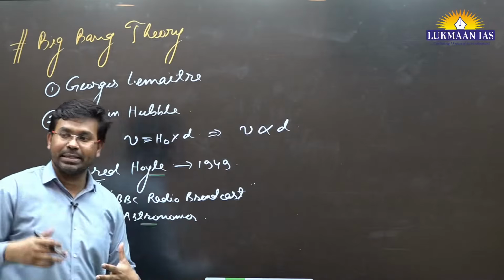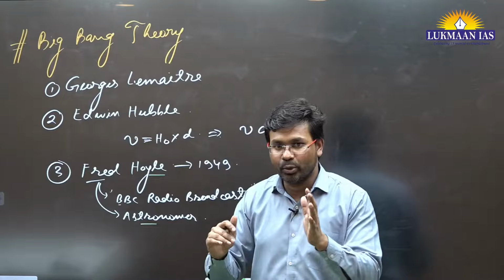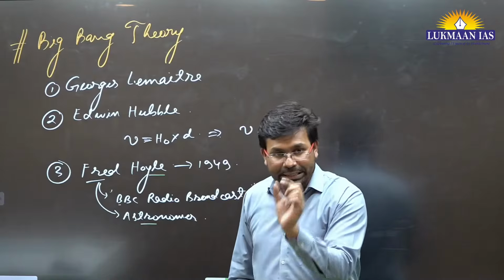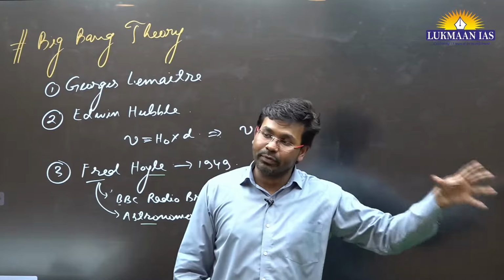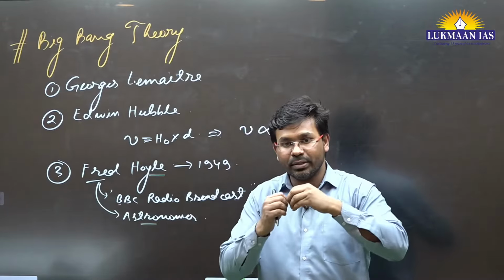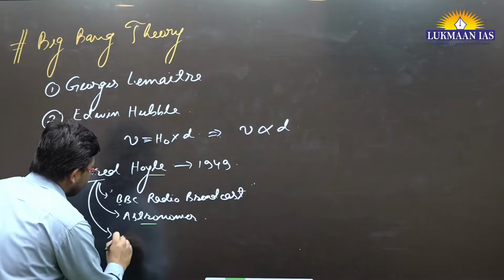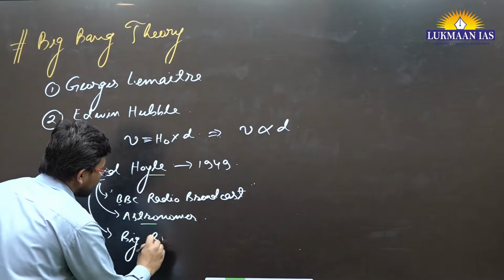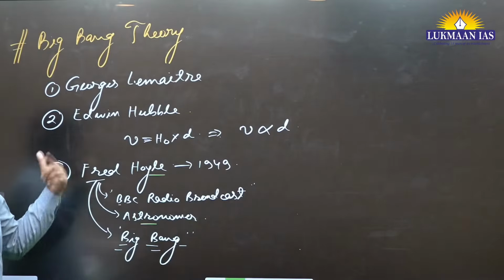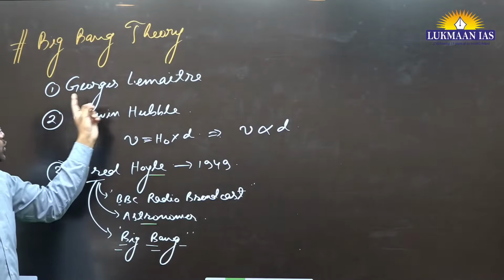While he was interacting with the BBC people, he said that all these theories related to the origin of the universe are based on a concept. Which concept? That the universe was created from a small point with a Big Bang. It means the small point exploded. So he referred to this term, Big Bang. That's why we know it as Big Bang theory. However, this originated from Georges Lemaitre.